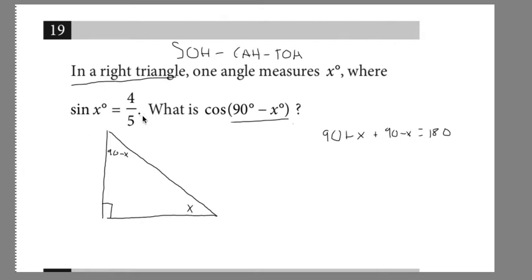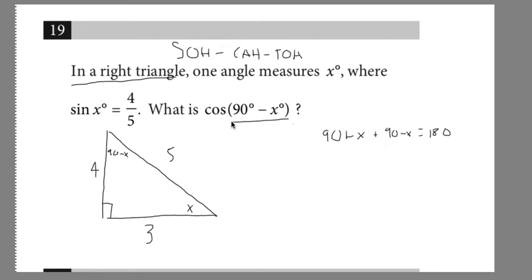Okay. So the sine x is equal to 4 over 5. So that means opposite is 4, hypotenuse is 5. And this is just going to be our 3, 4, 5 right triangle. If you didn't know your Pythagorean identities at this point, now you know it. 3, 4, 5. Okay, so it gives us our sine x is 4 over 5.